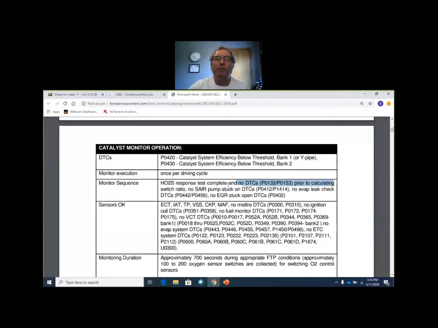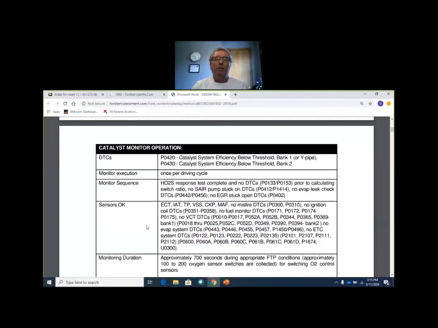We can't have some particular diagnostic trouble codes, if the secondary air pump is stuck on, if the EGR is stuck open, or if we have evap leak check DTCs, those are going to screw up our ability to maybe drive it lean, if we're operating too rich, if the air pump's on, these things are going to mess up. You're trying to measure the oxygen storage capacity of the catalytic converter. So what sensors have to be okay? A whole bunch of them. Okay, so if you have any of these diagnostic trouble codes, I'm not going to read through them all, right? But this monitor is just not going to run.